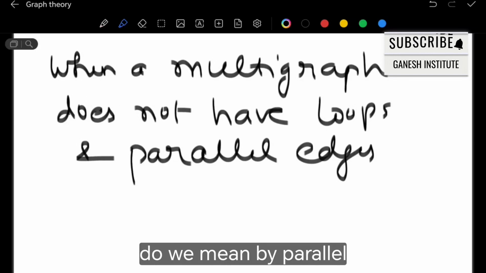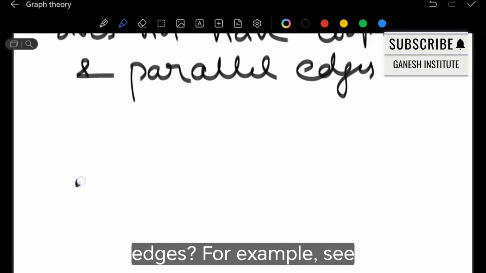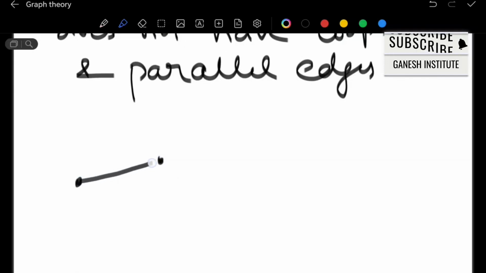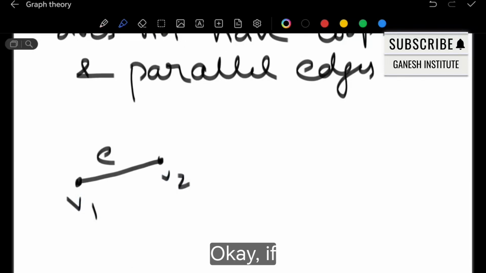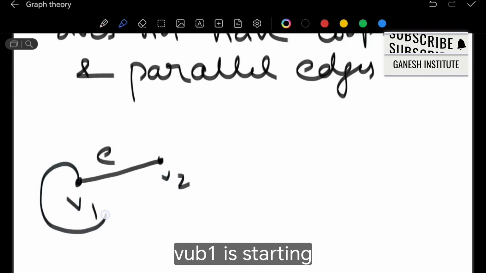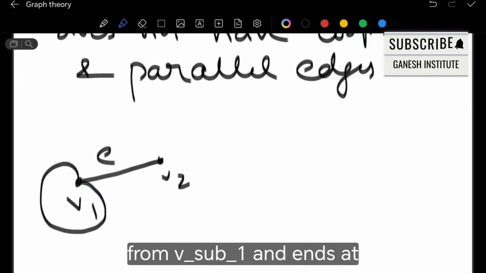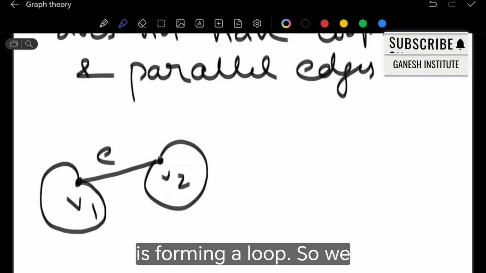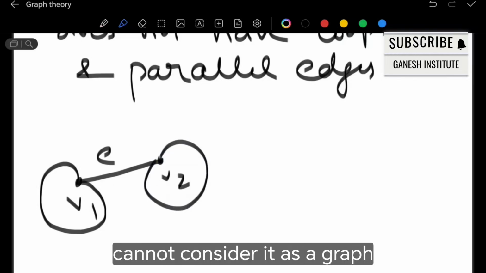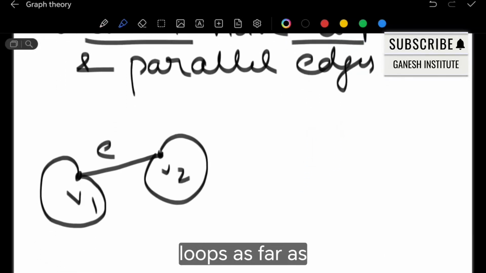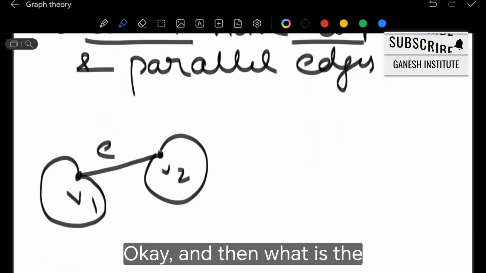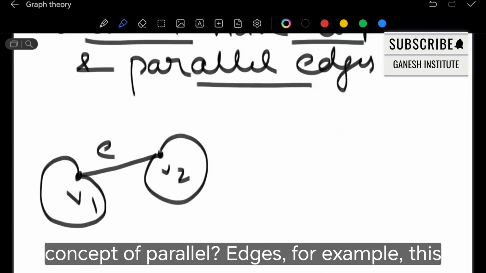Now, what do we mean by parallel edges? For example, this is a vertex. When I have two vertices, there is an edge connecting these two vertices, okay? If an edge starts from V1 and ends at V1, then it is forming a loop, okay? V2 is forming a loop. So we cannot consider it a graph because a graph should not have loops, as far as the basic standard is concerned, okay?